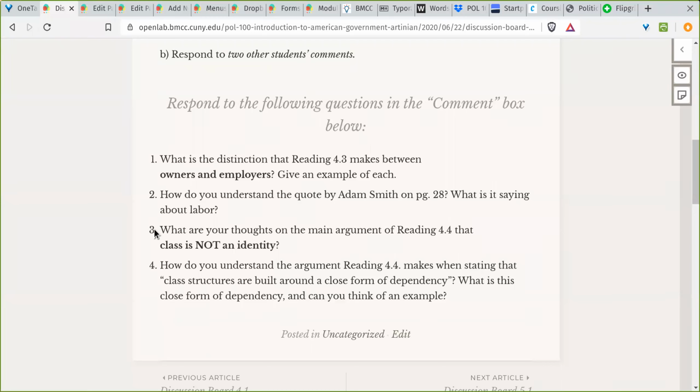Okay. Then question 3 and 4 shift to reading 4.4. What are your thoughts on the main argument that class is not an identity? So first of all, do you know what the argument is? Make sure you're clear on the argument of why class is not an identity. And second of all, do you agree with that, or do you disagree with it? What are your thoughts on the argument that class should not be approached as an identity, like race, for example?